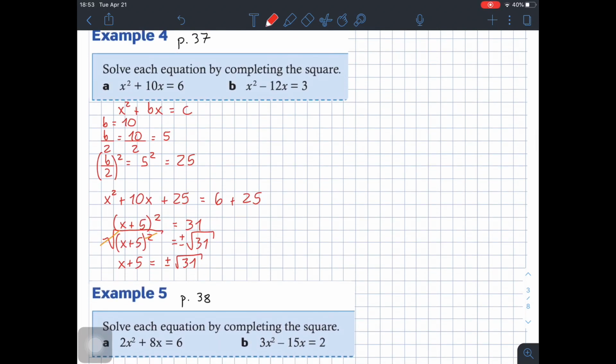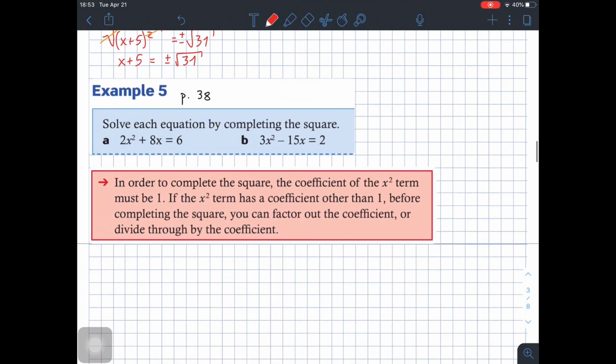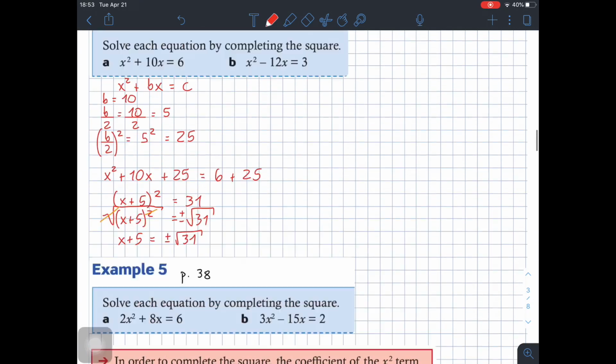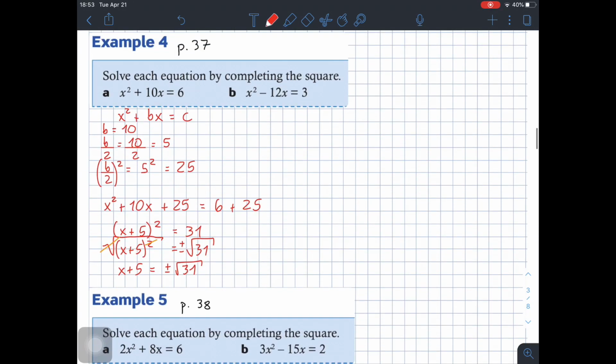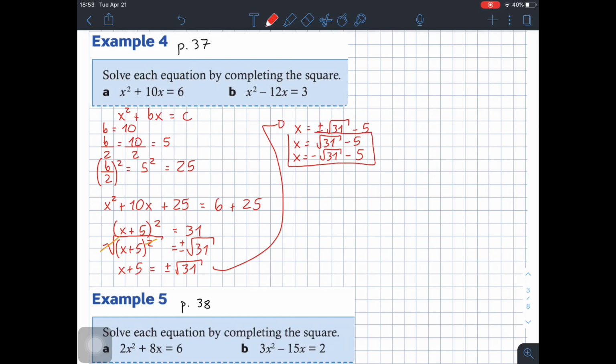So finally, we have to do this here. So finally, this would be x equals plus or minus root 31 minus 5. So the two possible solutions are x equals positive root 31 minus 5 and x equals negative root 31 minus 5. So this is how we solve this equation by completing the square. Okay.